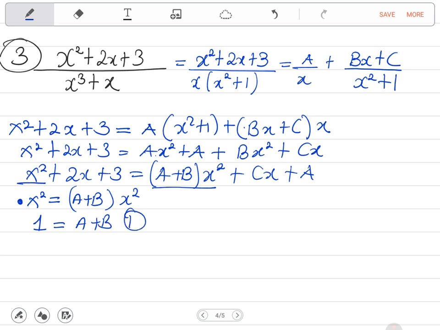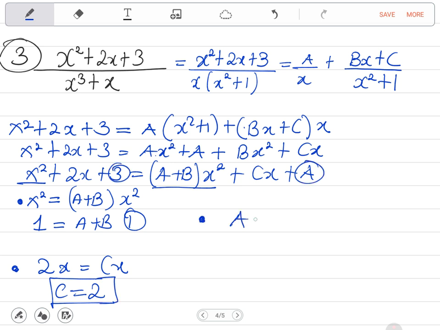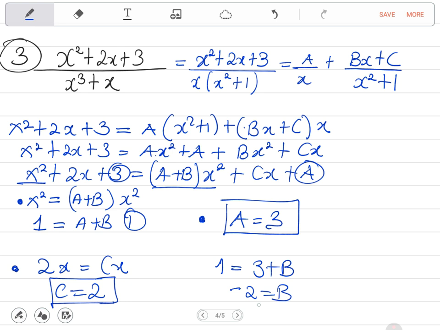Keep this. Next, 2x should be equal to cx, and our c is 2. Next, the constant should be equal to the constant. So a is 3. Okay, this one is already given, right? A constant, you equate to the constant, you are good. So we know what a is. We know what c is. Can we fail to know what b is? Because from equation number 1, we know that 1 is equal to our a is 3 plus b. Meaning if I take 3 the other side, this becomes negative 2 equal to b.